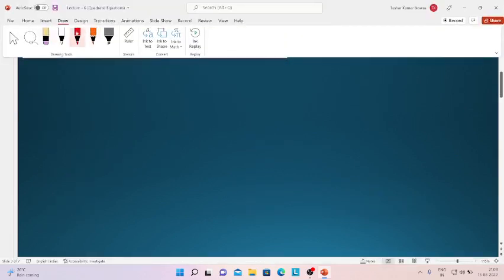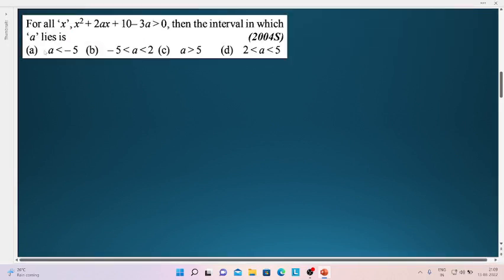This is also a very important question. This is basically a question which has a lot of theory of the discriminant. So the question says, for all x, sometimes written with this symbol, which means for all, right? You have to remember that. So for all x, x square plus 2a times x plus 10 minus 3a is greater than 0, then the interval in which a lies is.